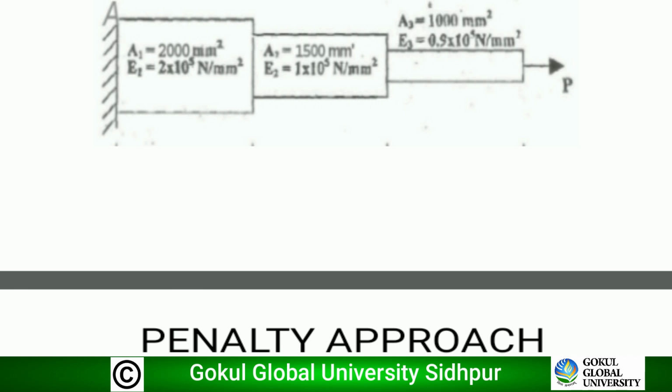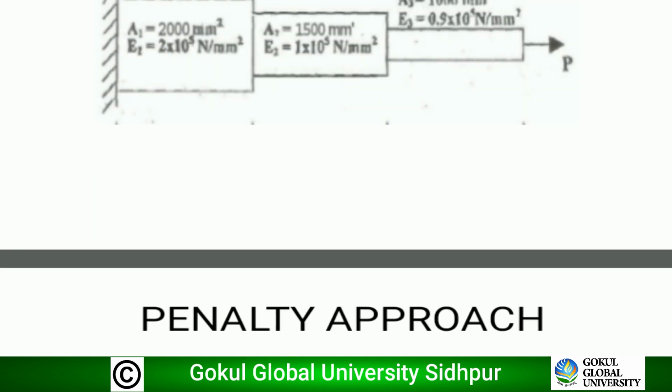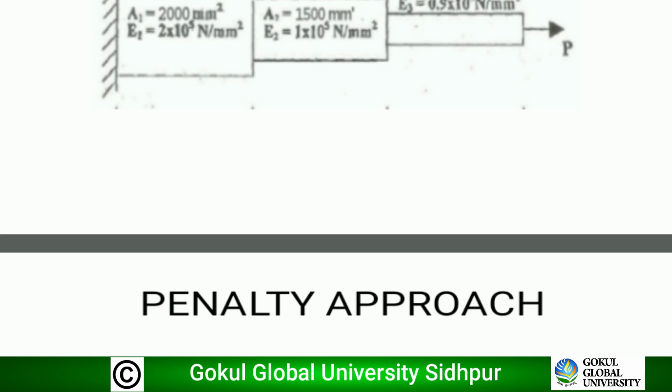So there are two equations for the reaction forces: R1 is equal to minus C into Q1 and R3 is equal to minus C into Q3. Then on the next slide, how to calculate C: the maximum term from the global stiffness matrix multiplied by 10⁴ is equal to C, right? And this is applied where a node is fixed, right?